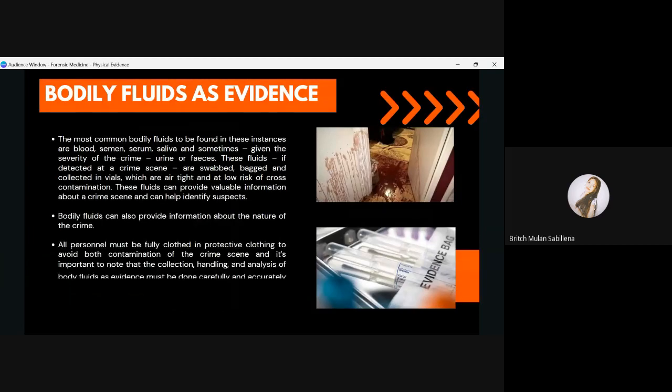For further understanding, Ms. Maranya will provide a concise explanation on how bodily fluids are crucial evidence in a criminal investigation.